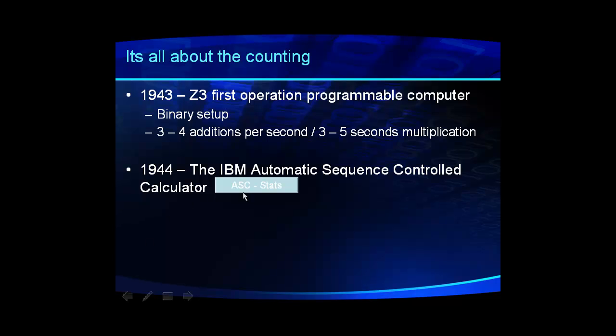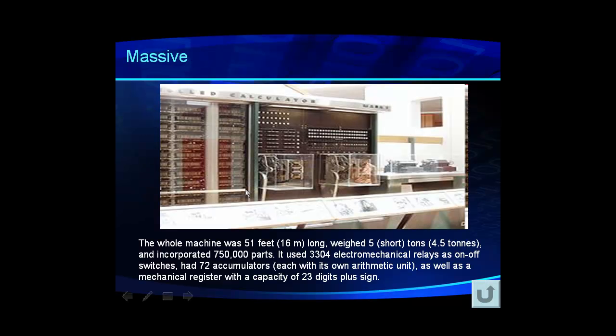Now, I want to go into some of the stats for this. This thing was a huge mammoth machine. It was 51 feet long, weighed 5 tons, and incorporated about 750,000 parts. There was 3,300 relays, electrical relays on and off switches, and had 72 accumulators, which was each one an arithmetic unit. And it also could do a capacity up to 23 digits plus the plus or negative sign. So it was a massive, massive machine.